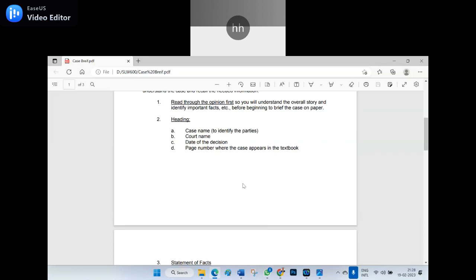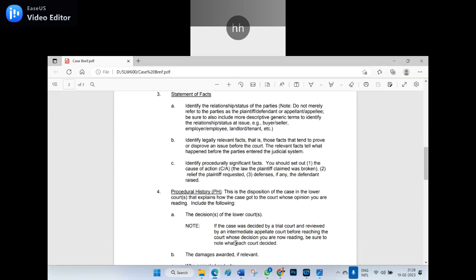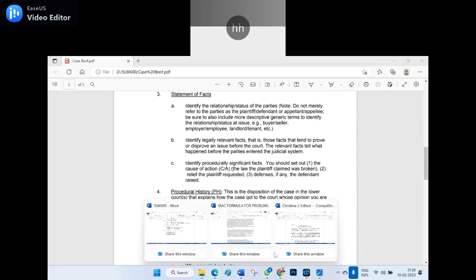So this is the style of writing the heading, and next comes the statement of the facts. And what do you write in the statement of facts? The relevant facts, that's what you say. The relevant facts that you write.